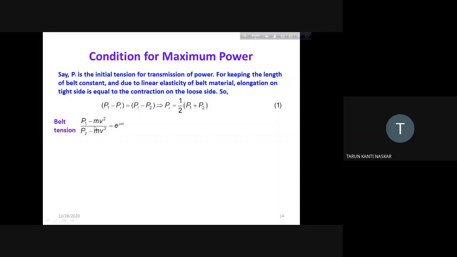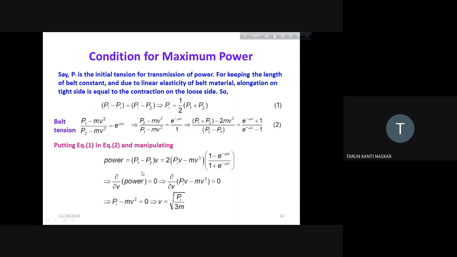Now, for a flat belt the tension relation is (P1 minus mv²) divided by (P2 minus mv²) equals e to the power mu alpha. By manipulation we can write this, and putting equation 1 into equation 2, after manipulation, we will get this. We are trying to deduce the condition for maximum power. Power will be equal to (P1 minus P2) into V, where V is the linear velocity.